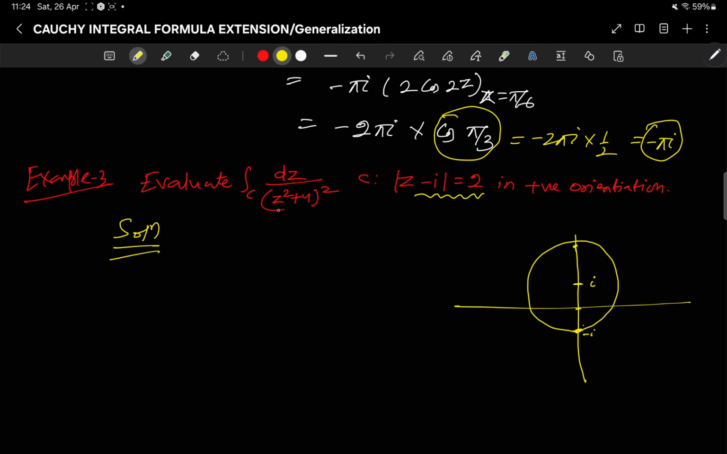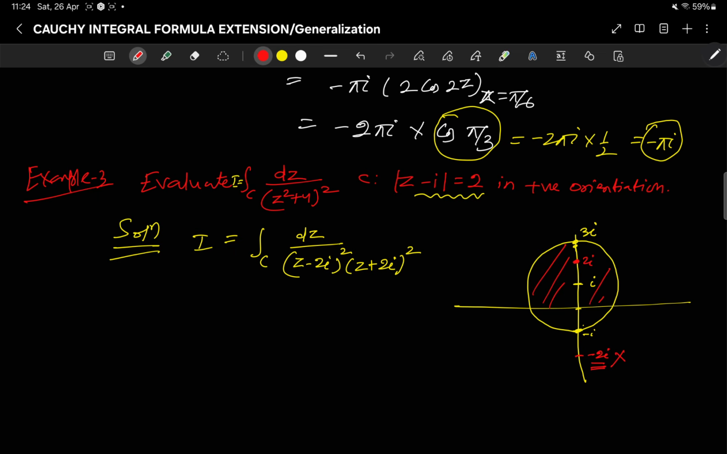So now you see this integral, let me mark it I. So I is the integral over C of dz by (z minus 2i) into (z plus 2i) whole square again. Now here 2i, this will come up to here, 3i. So 2i is a point here, so 2i is inside. But what happens to minus 2i? Minus 2i is here, so it is outside. Right? So this minus 2i will not affect the analyticity of the entire function.